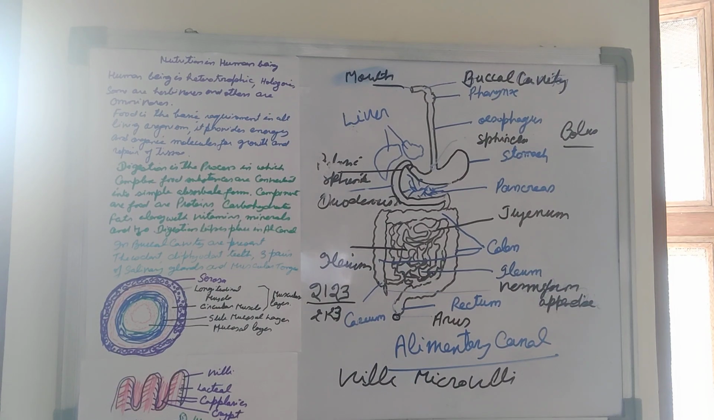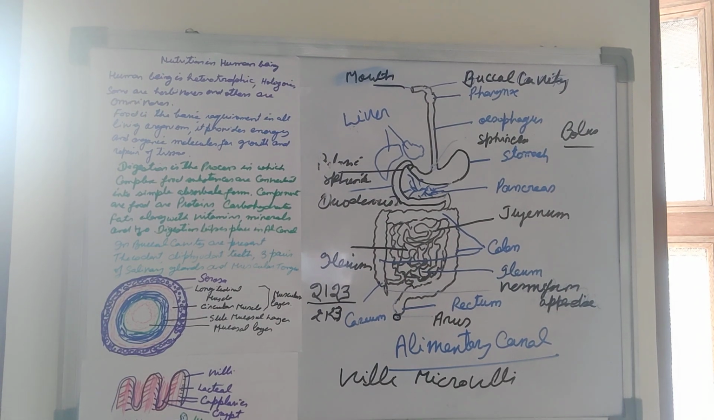From the buccal cavity, food enters into the pharynx. Pharynx is the common passage for food and air. No digestion occurs here. From the pharynx, food goes into the esophagus, that is, the pharyngeal esophagus. A sphincter is present in between the pharynx and the esophagus.